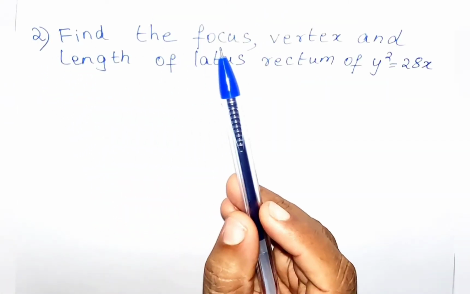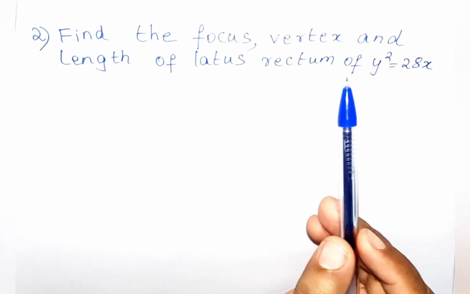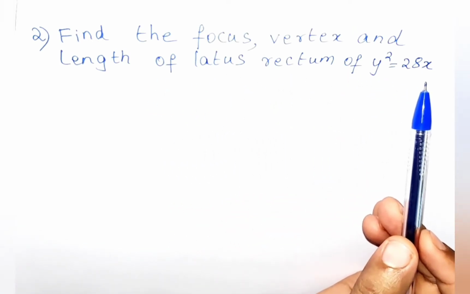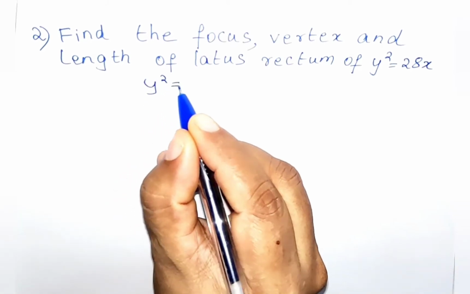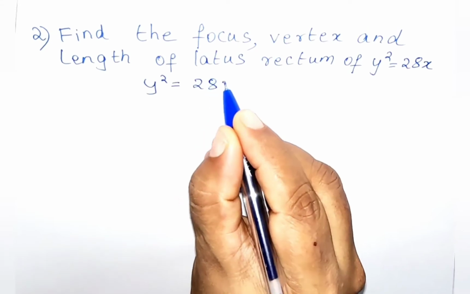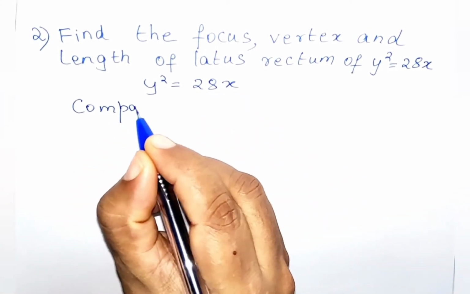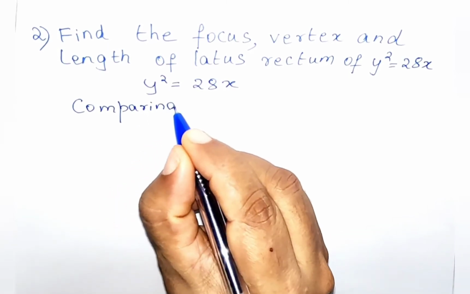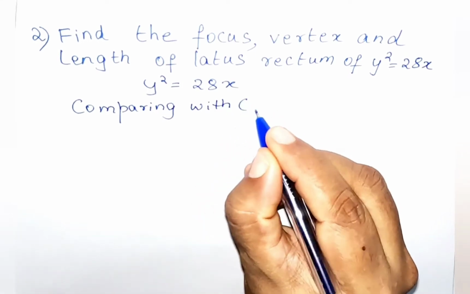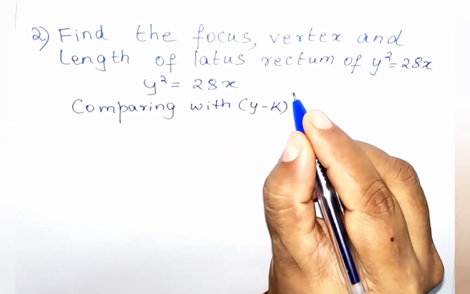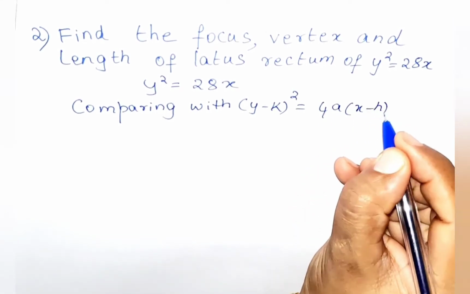Now let us solve the second question. Find the focus, vertex and length of the latus rectum of y square is equal to 28x. Let us first write the given equation. The given equation is y square is equal to 28x. Let us compare this with the standard equation as we have done in problem number 1. So now we are comparing this given equation with the standard equation of the parabola, that is y minus k whole square is equal to 4a into x minus h.